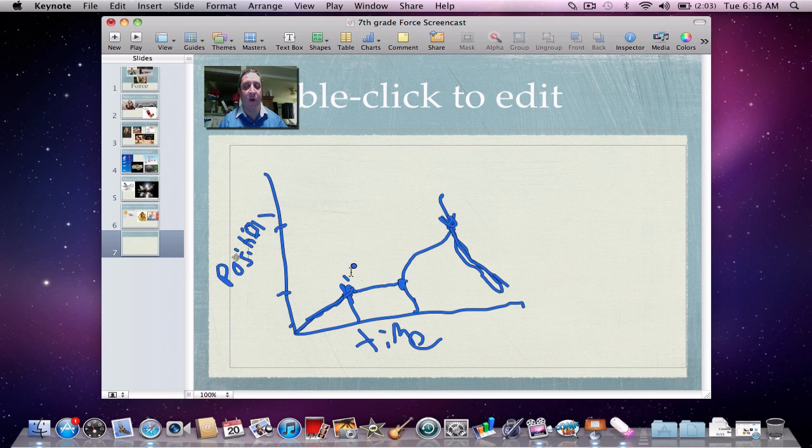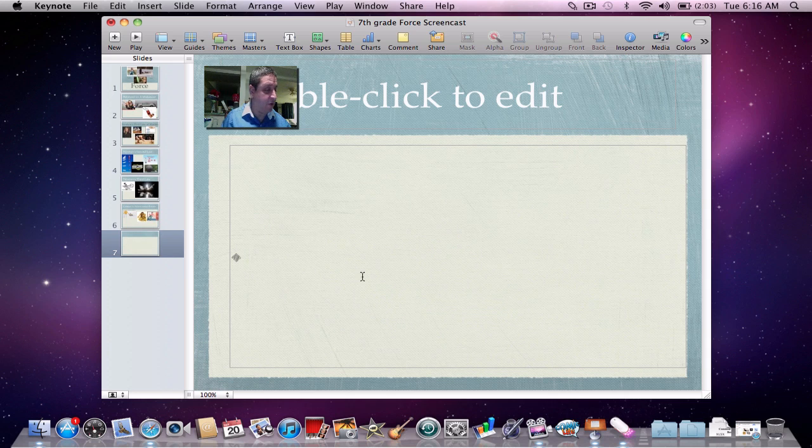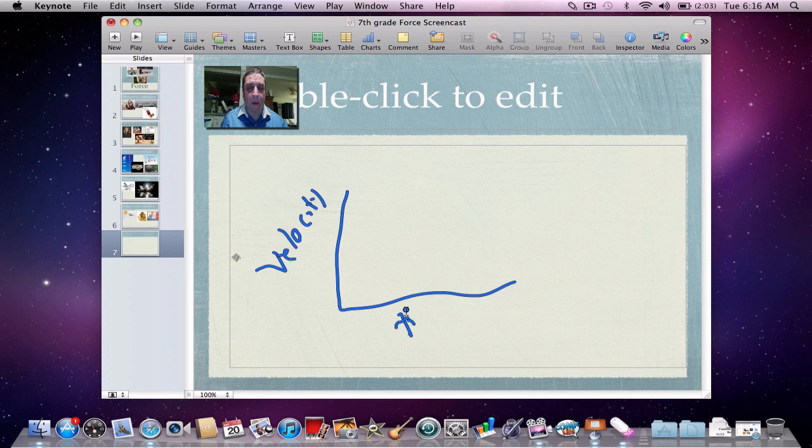Now if I change the graph, instead of position versus time, to velocity versus time, the straight line means constant acceleration, not constant velocity, because it's velocity over time, the slope. The steeper the slope, just like before, where a steeper slope meant greater velocity, in this case it's greater acceleration. So this is more acceleration than this. This is positive acceleration because my velocity is going up.